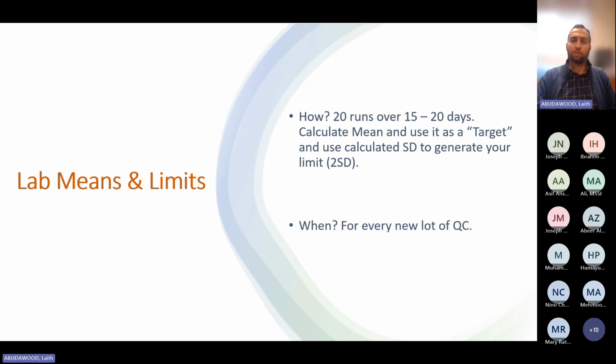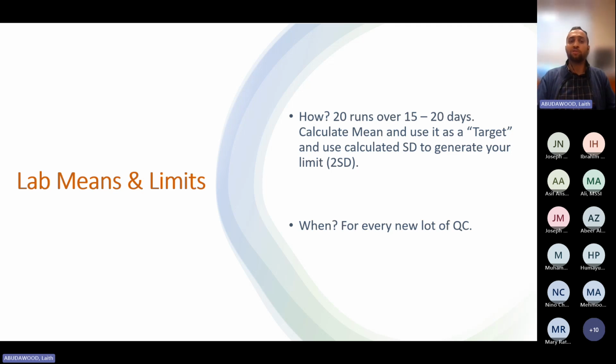Now, this is just a quick summary of what we said. So how do I establish my lab means? I just have to have at least 20 runs over 10, 15 to 20 days. From them, I will calculate the mean, which is simply the average of the 20 runs, and I will use this mean as a target. From the same 20 runs, I will calculate the standard deviation. Then I will multiply it by 2 to get my 2 standard deviations. So my target value plus or minus my 2 standard deviations will give me my target plus my limits. And the lab will have to use this as their new ranges.